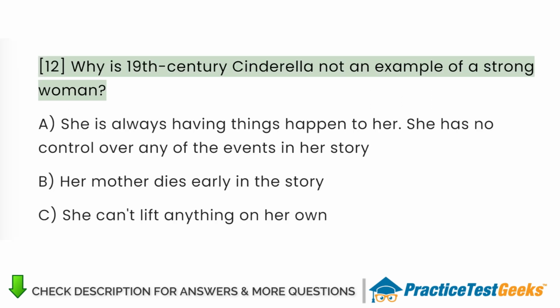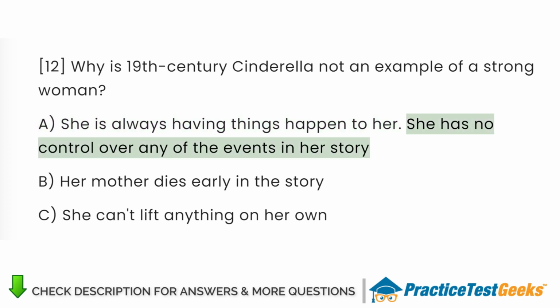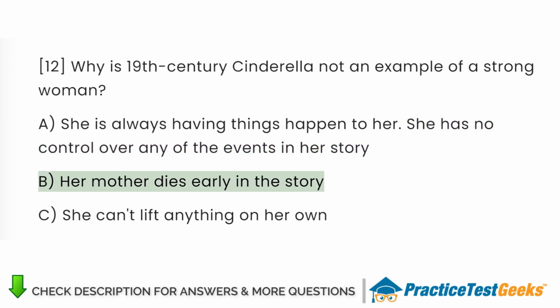Why is 19th century Cinderella not an example of a strong woman? A. She is always having things happen to her. She has no control over any of the events in her story. B. Her mother dies early in the story. C. She can't lift anything on her own.